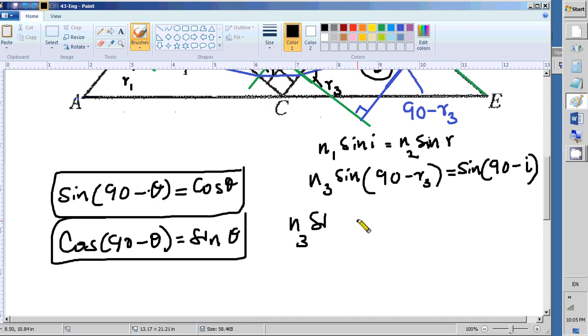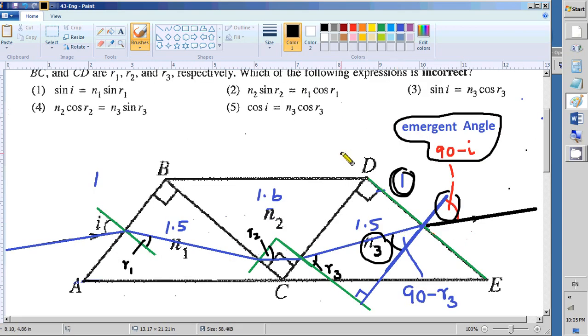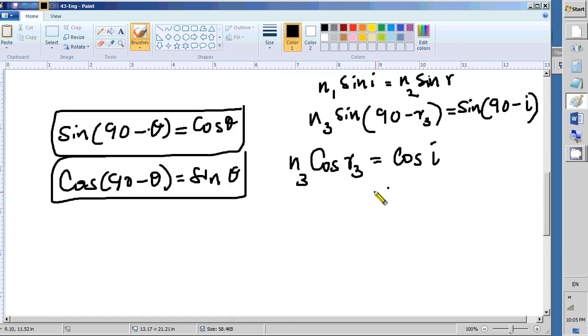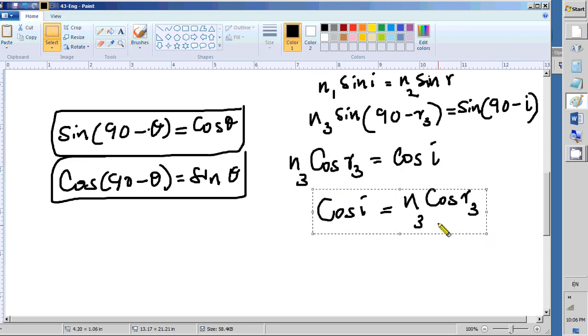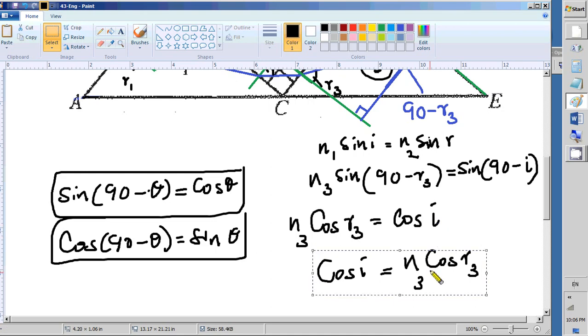Now cos R3 equals, here instead of sin we write cos, just I, theta is I here, cos I. So they have taken cos I to the left side, therefore let us change the places. Cos I equals N3 cos R3. So this one is the answer we received. So let us copy it and check.